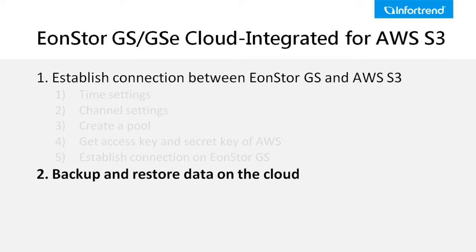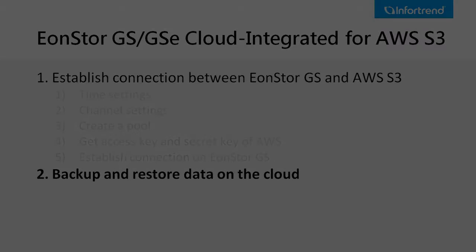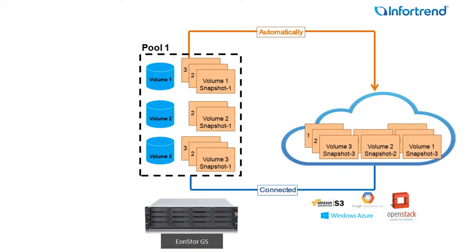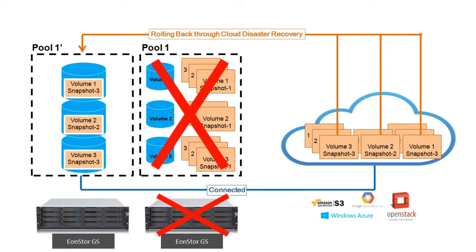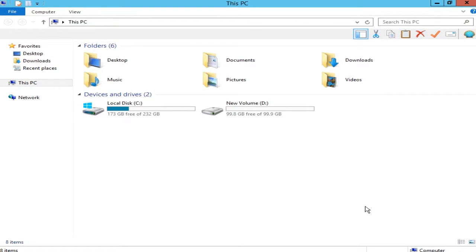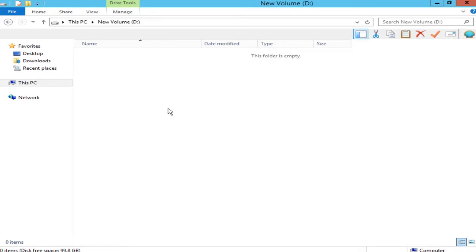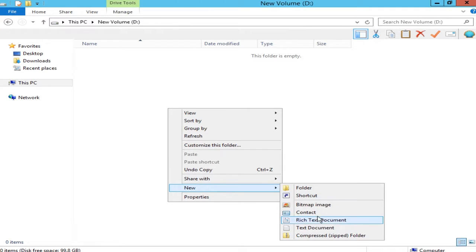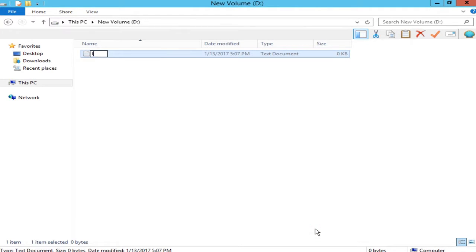The second part will demonstrate how to restore EonStor GS with data backup on the cloud. We will transfer some data to the cloud integrated volume we just created, then shut down the power of EonStor GS to simulate a disaster, and finally use another EonStor GS to recover data backed up on the cloud. First, we will store some data in the data folder we just mapped.